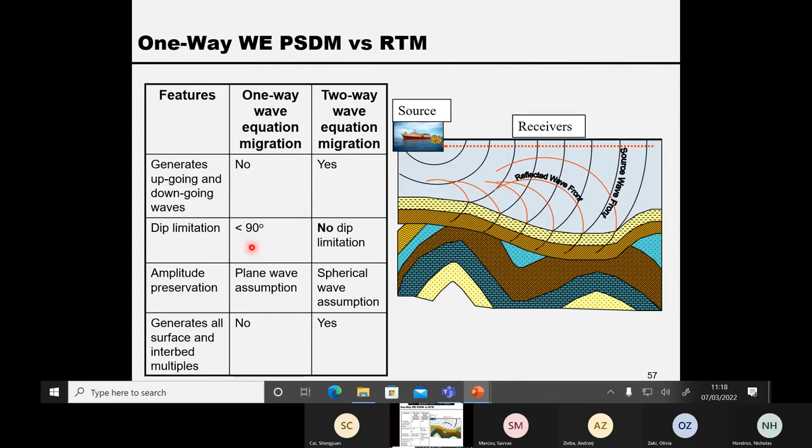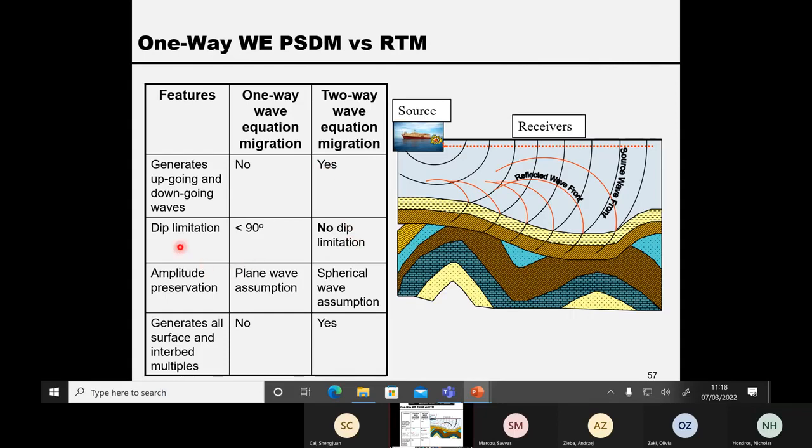Secondly, for the dipping limitation, for the one-way wave equation, because you travel in one direction, you can only image migration angles less than 90 degrees. You do not see the wave come back. So that's why the one-way wave equation is even worse than Kirchhoff migration, right? But for the two-way wave equation, there's no limit. Your wave travels up, down, anywhere.